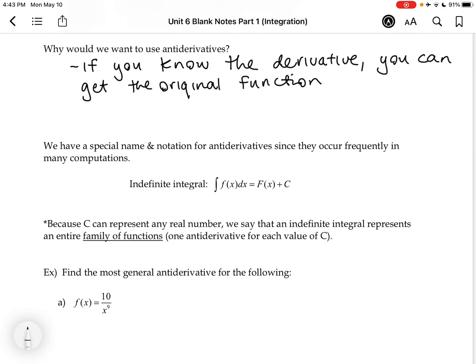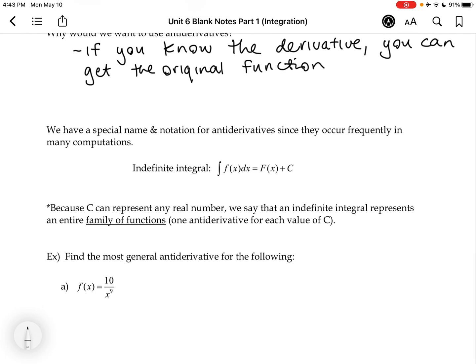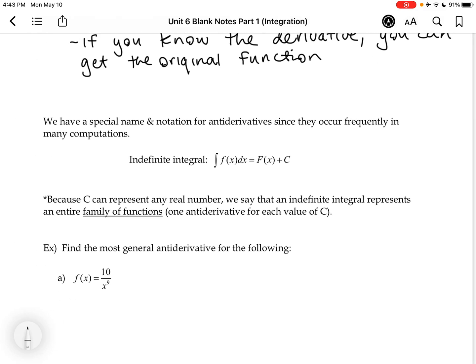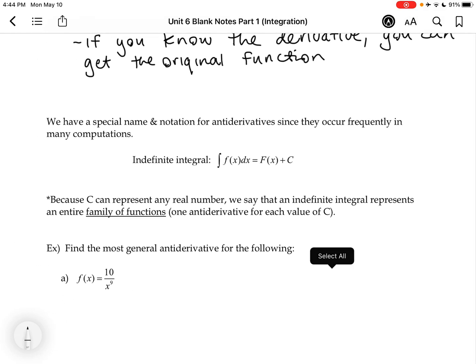Now there is a special name and notation for an antiderivative, and it's called an indefinite integral. It looks like this, and we would read it this way: the integral of f of x dx is equal to capital F of x plus c. So in the example that we just looked at above, we would write it this way.